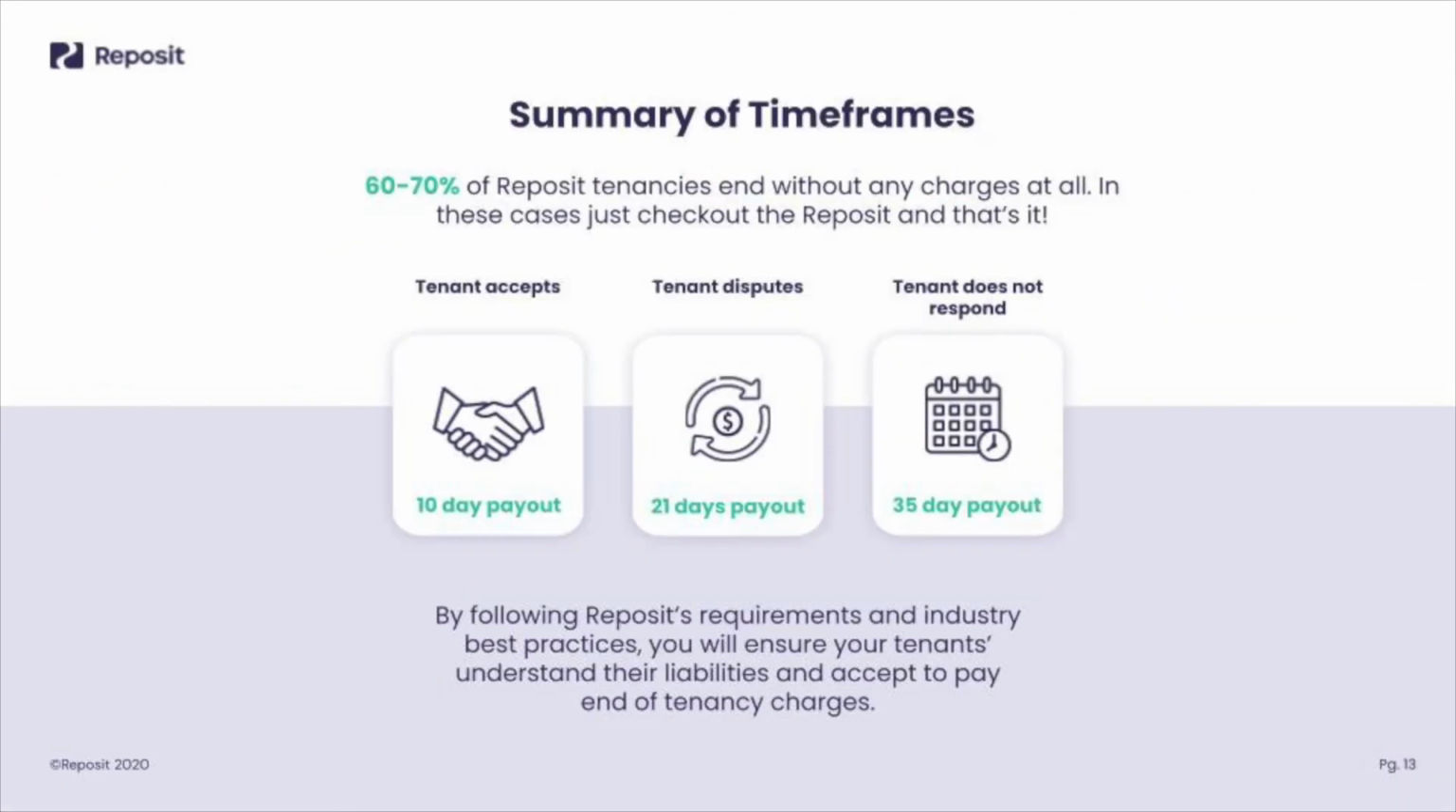Summary of timeframes. From our existing data, between 60 and 70% of tenancies end without any end of tenancy charges at all. This is in line with the deposit scheme's national average, which is a great proof point that not paying a deposit does not impact tenant behaviour. Please also see the average days taken to pay out end of tenancy charges with different end of tenancy outcomes.